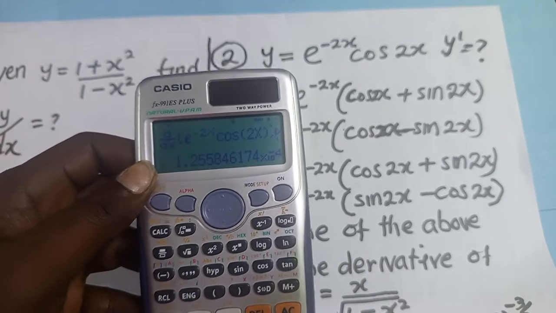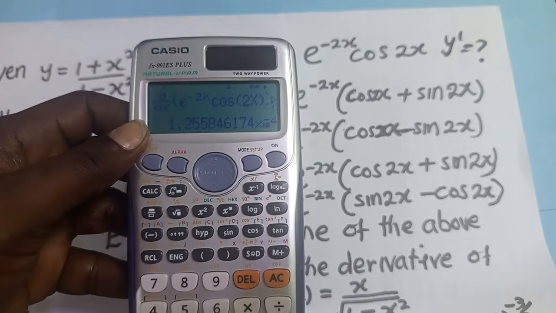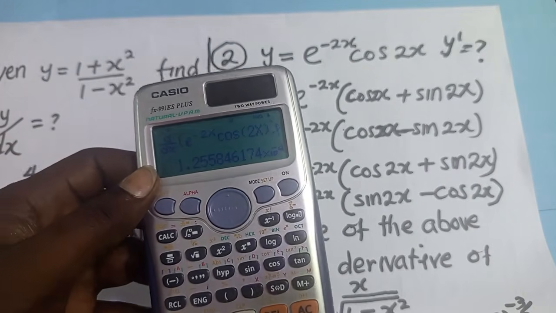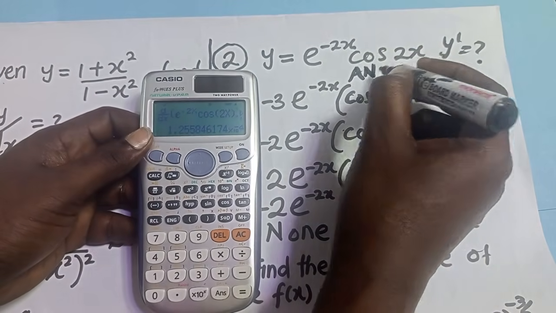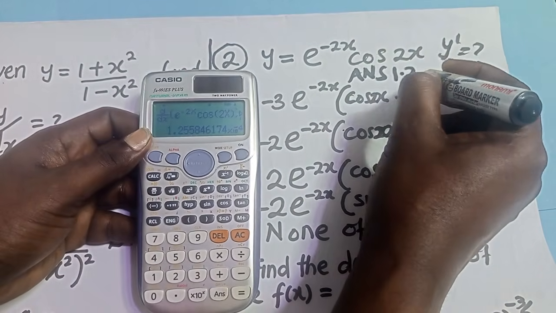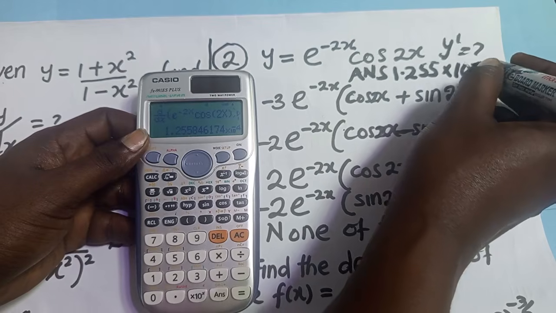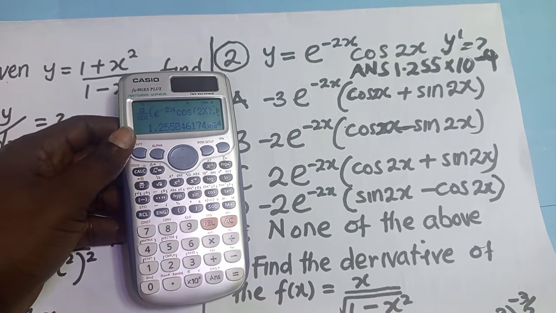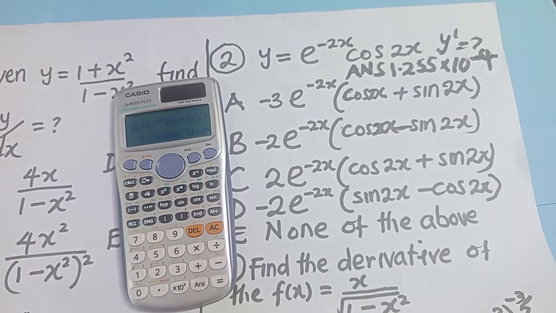So better, because you are dealing with what? With exponential, and the angle 5 is small, so it's better you just leave your answer in radian when you are dealing with this. So the answer is what? 1.255 times 10 raised to the power minus 4. So this is minus 4. Now I haven't done that yet.